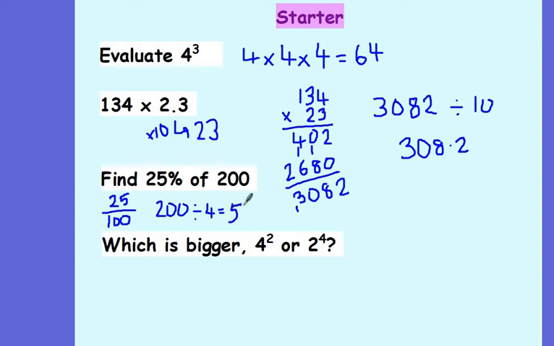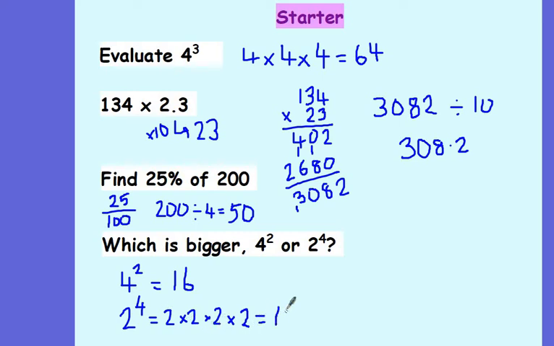And for my last question, I asked which is bigger, 4 squared or 2 to the 4? Well, 4 squared is just 4 times 4, which is 16. 2 to the power 4 is 2 times 2 times 2 times 2, which gives me 2, 4, 8, 16. So it was a trick question, they're the same.